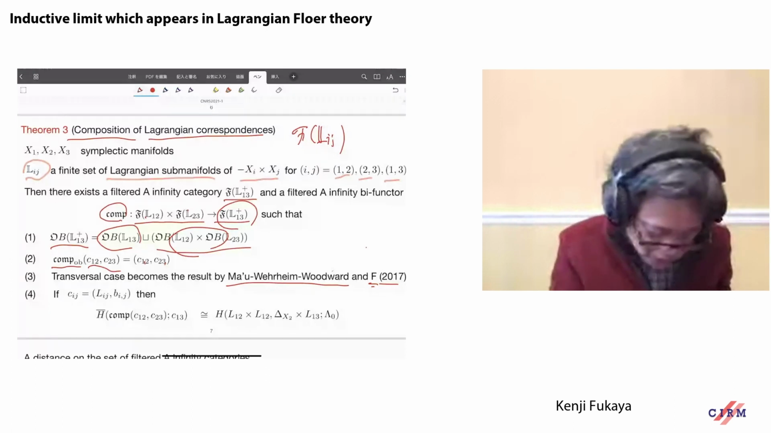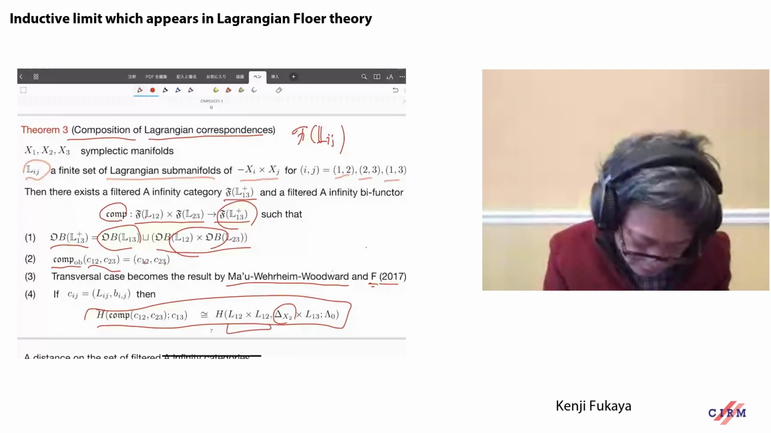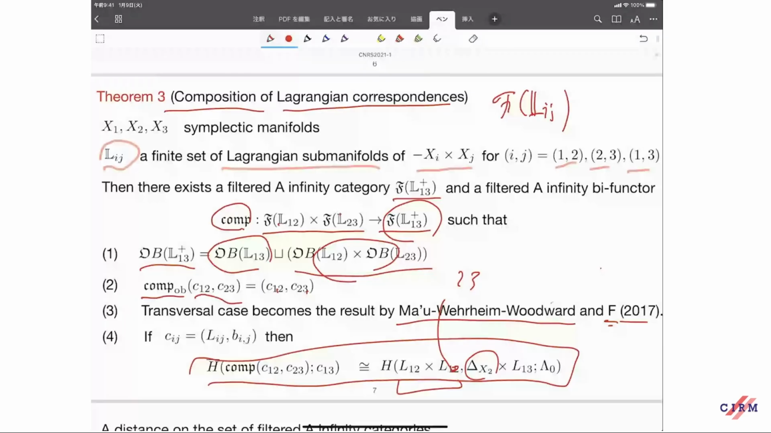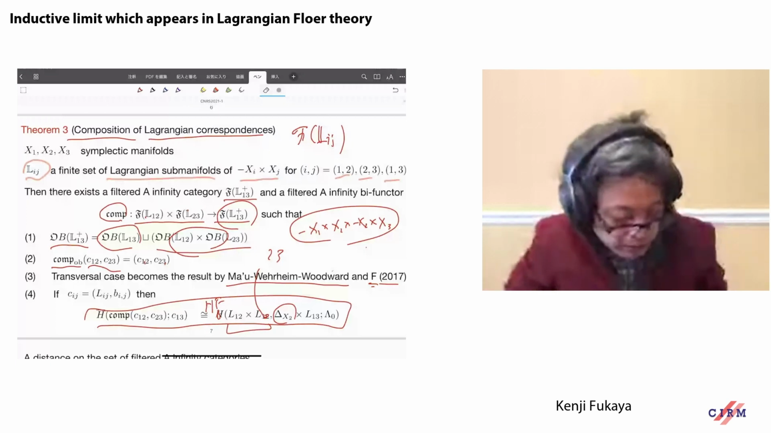So this x12 is a diagonal. So if you consider this, oh, I'm sorry, this is S23. You can just take the Floer homology of L12 and L23, and the diagonal of x2, with this L13. These are Lagrangian submanifolds of x1 cross minus x1 cross x2 cross minus x2 cross x3. So in this symplectic manifold, we take this Floer homology, and that is the morphism in this composition space. So this is a kind of composition of Lagrangian correspondences without assuming any transversality.